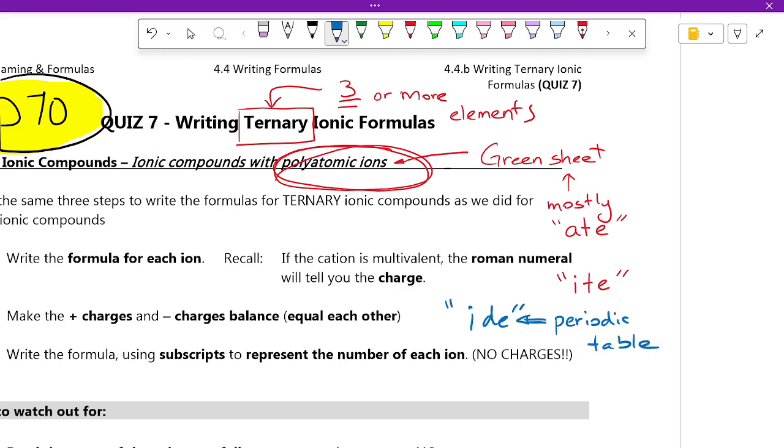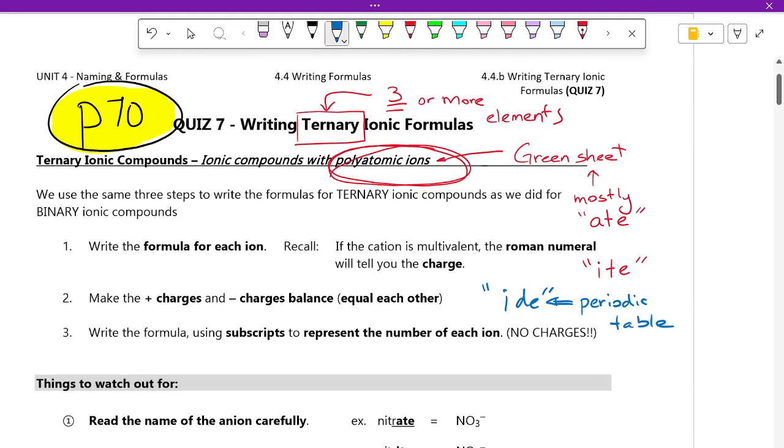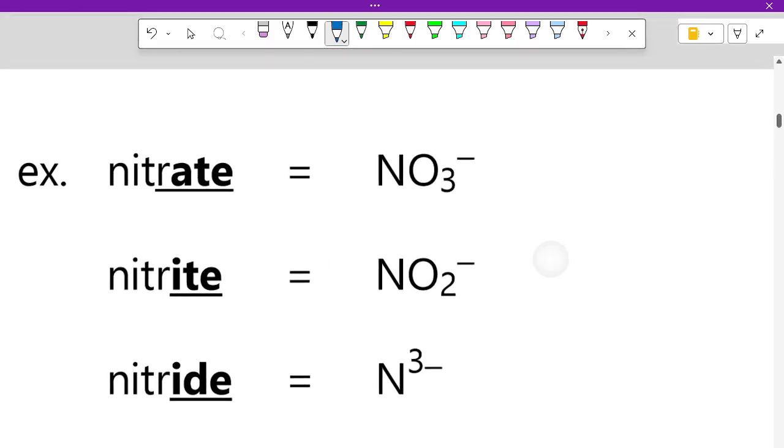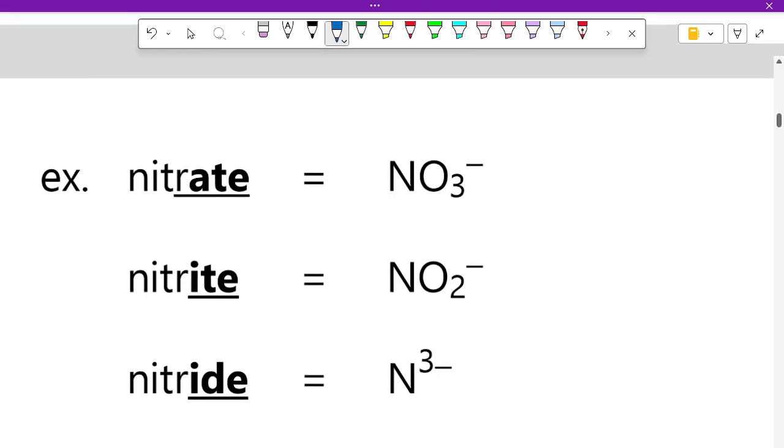There's a couple exceptions to that. We'll look at them in a moment. We'll probably put a star beside them on our green sheet, but that's mostly what it is. Okay. Watch out for the names. You need to read carefully. You can't just say nitrate, because it could be nitrate, it could be nitrite, or it could be nitride.